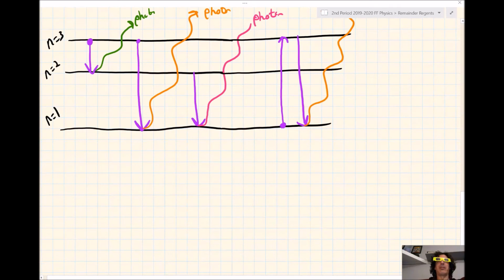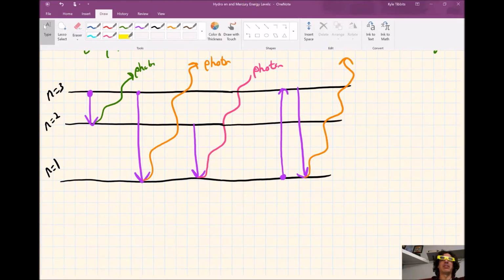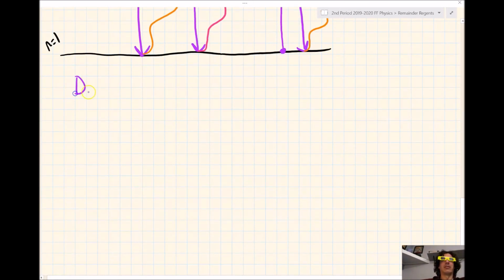So why don't we talk about the process on how to determine the color of the photon that's released from the electron. And really what we're trying to find is the frequency of the photon that's released.